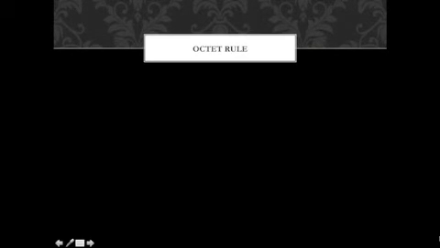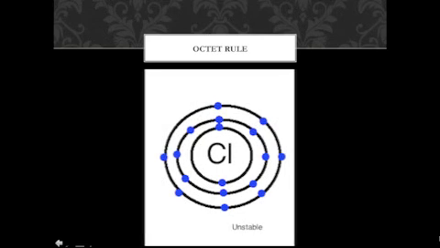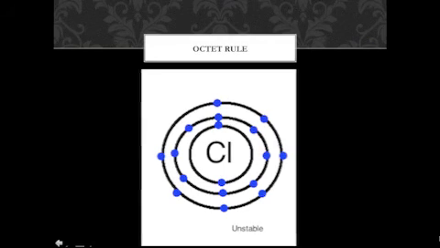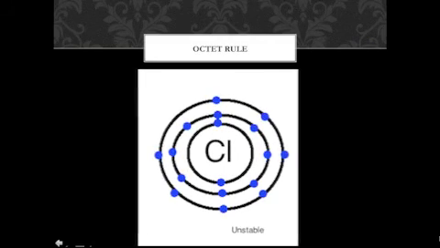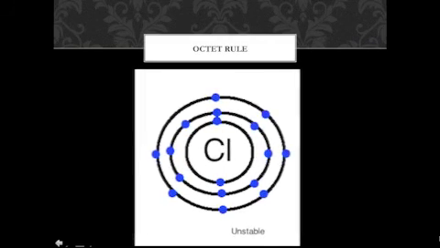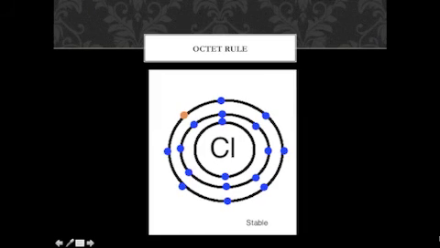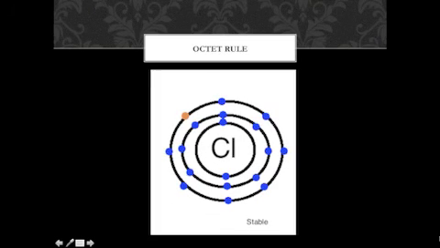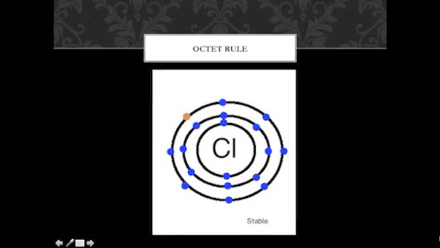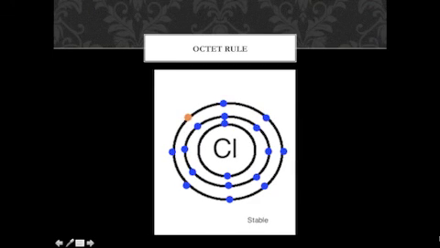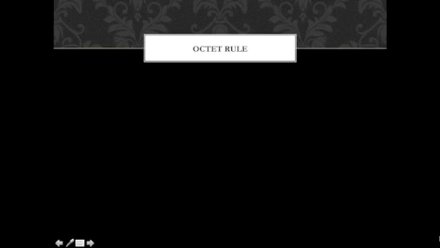Octet rule. Elements from the main group will gain or lose electrons based on the octet rule. The octet rule states that atoms will tend to be more stable when they have a full valence shell. When an atom has become an ion, it reacts differently from its parent atom. Since its valence shells are filled, they tend to be much less reactive.